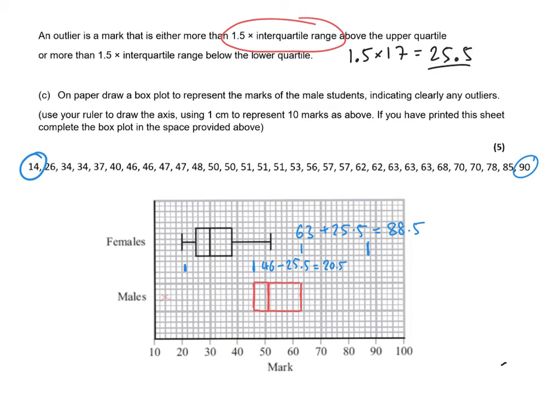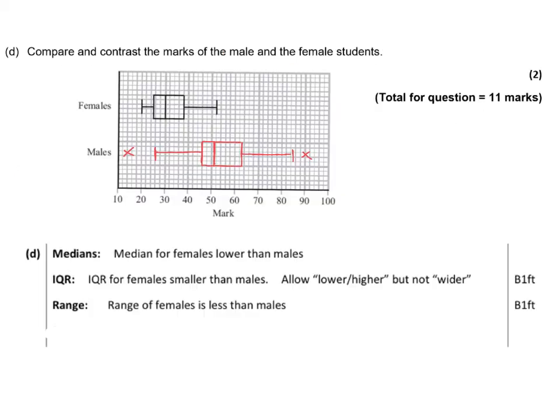So the numbers 14 and 90 at either end of the data are outliers, and we mark them on with a cross. We then go to the next number, which is going to be 26 and 85, and we draw our whiskers up to that point. And that's the correct answer.